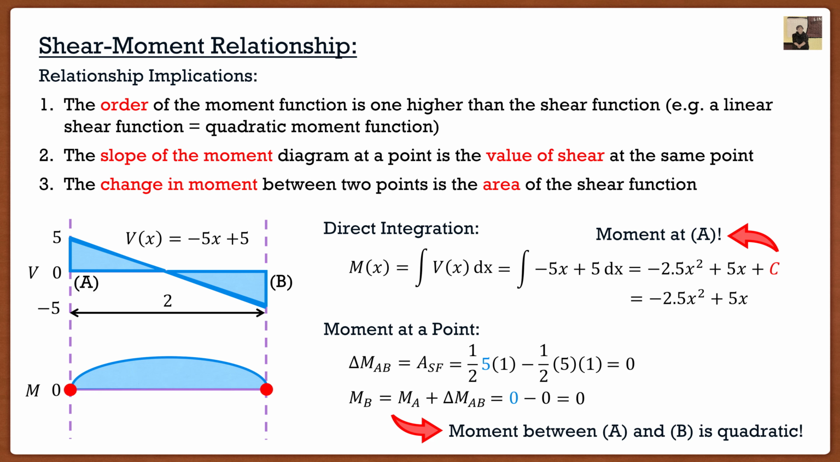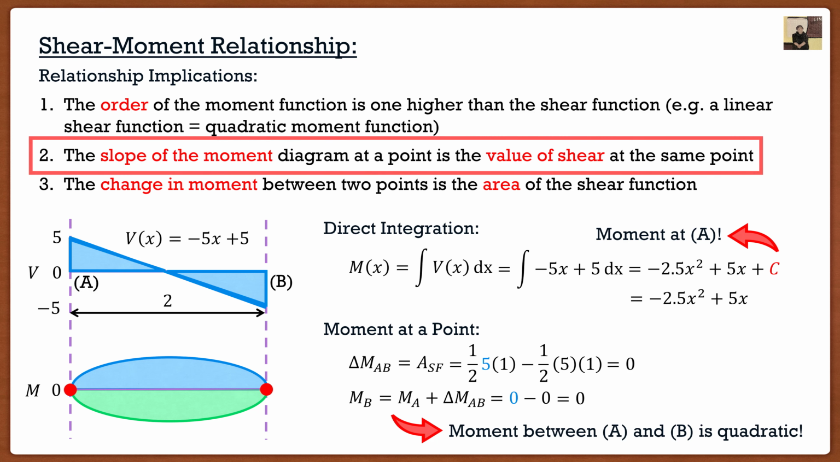But here's where the trick is. And this is where that second relationship implication becomes so important. How do you know that it's that one, that moment diagram, over this one? They both have the same moment at A and B, and they're both parabolic. Well, we have to try and figure out which one it is. So again, we already knew what it was because we did the direct integration. But what happens if we didn't do that direct integration? Then we don't know. So this is where that second identity becomes so important. The slope of our moment diagram at a point is the value of shear at the same point.